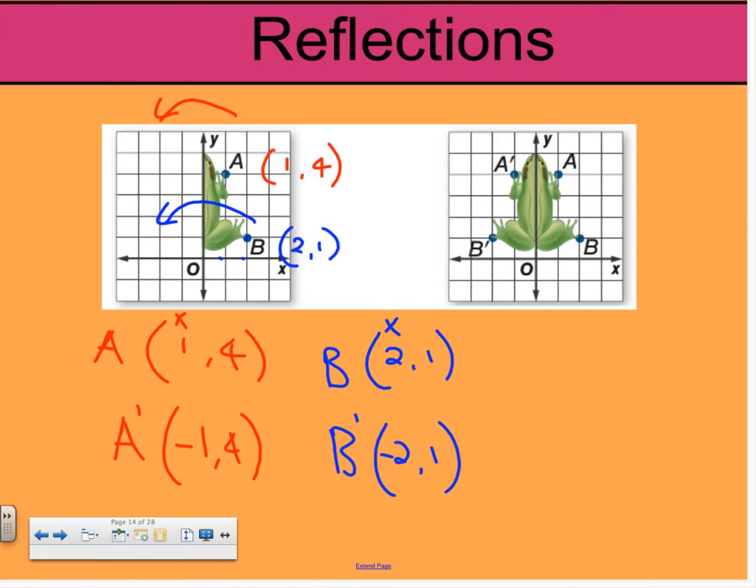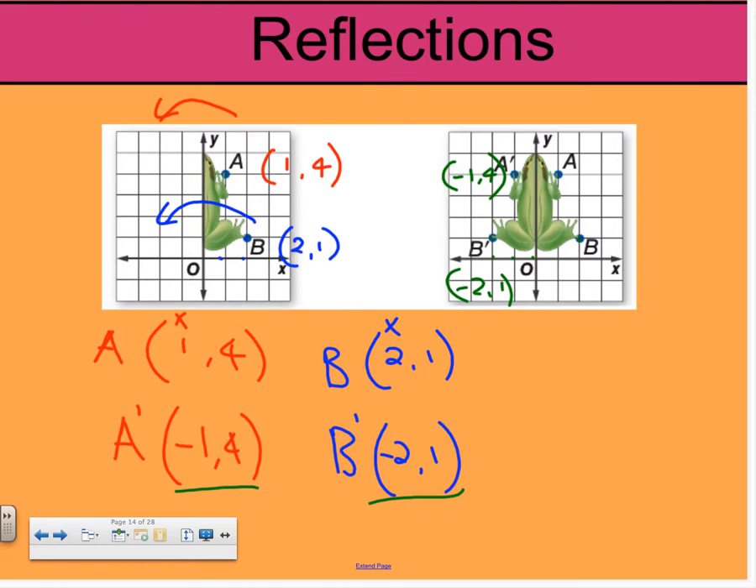And now let's double check and see if we got it right. These reflected over, so B reflected becomes -2, 1, which is what we got. A reflected becomes -1, 4, which is what we got for those two.